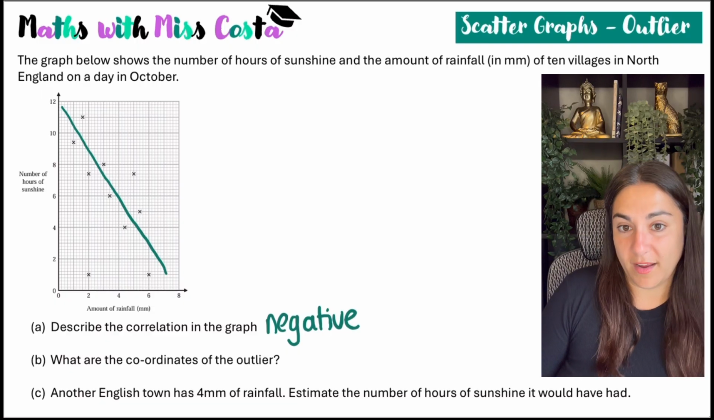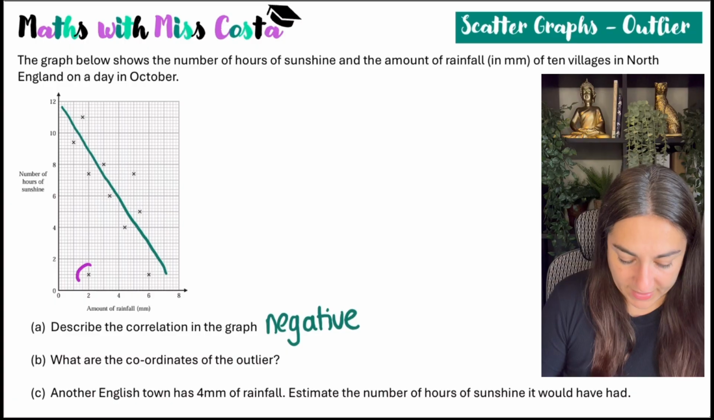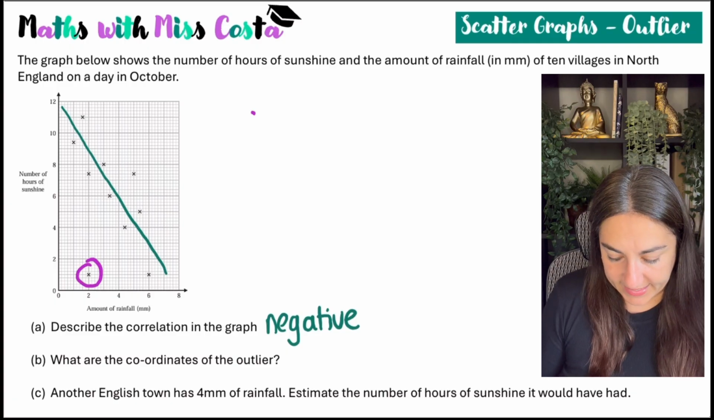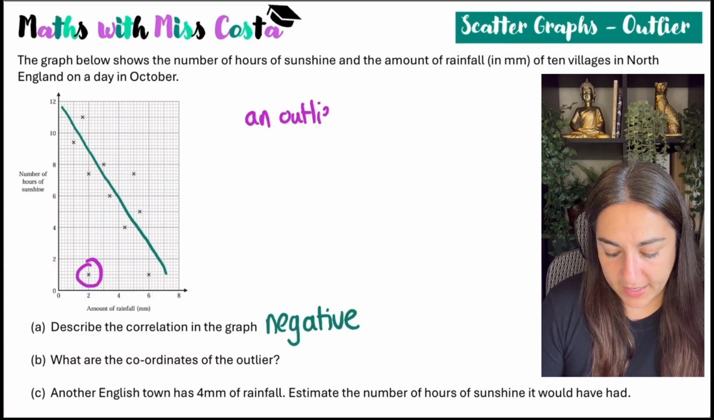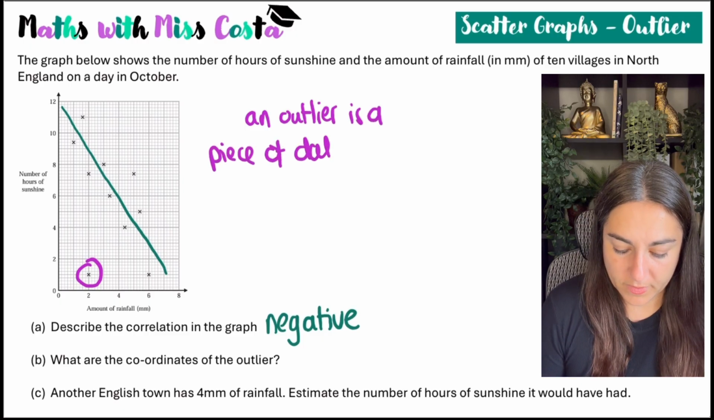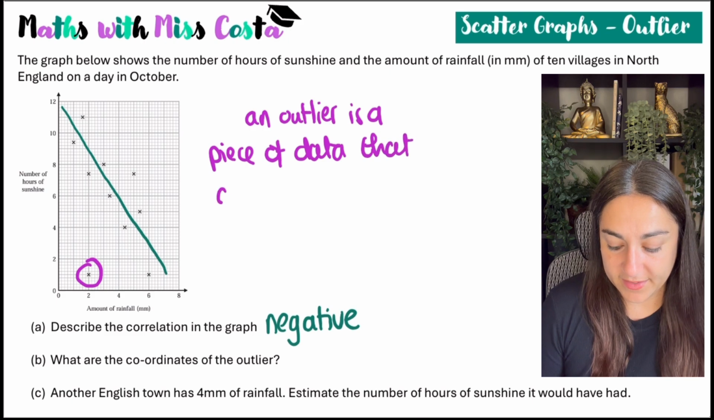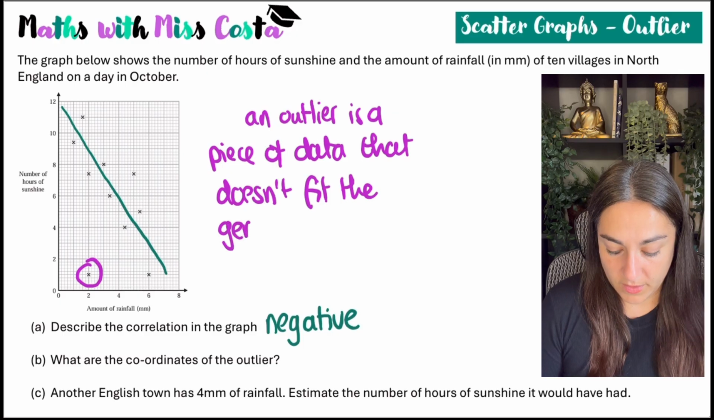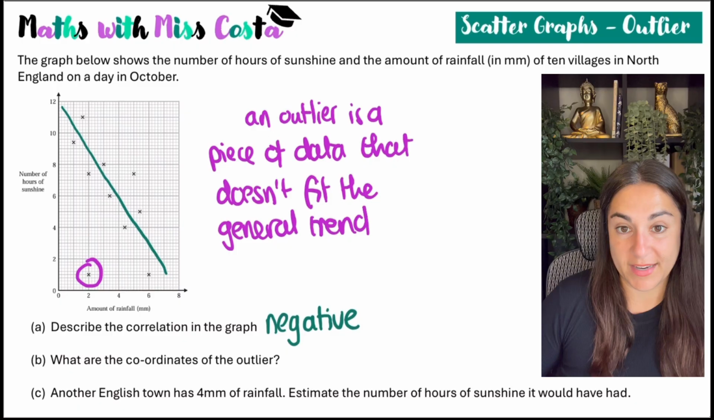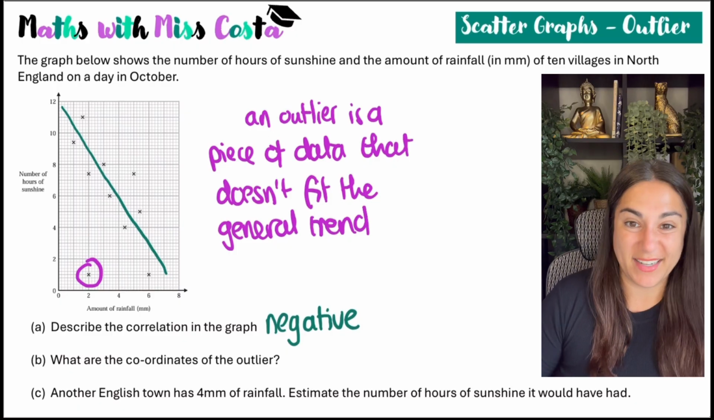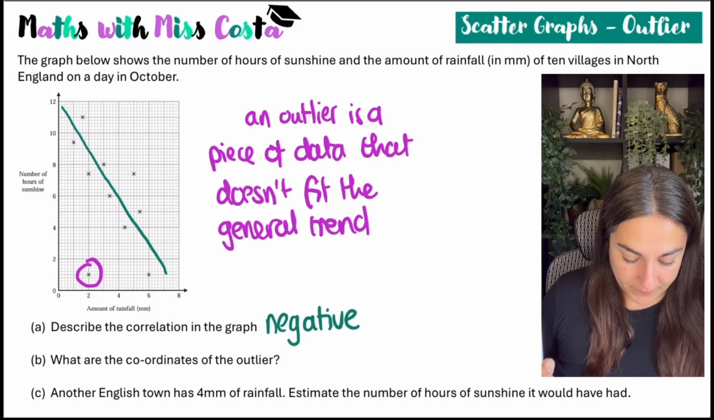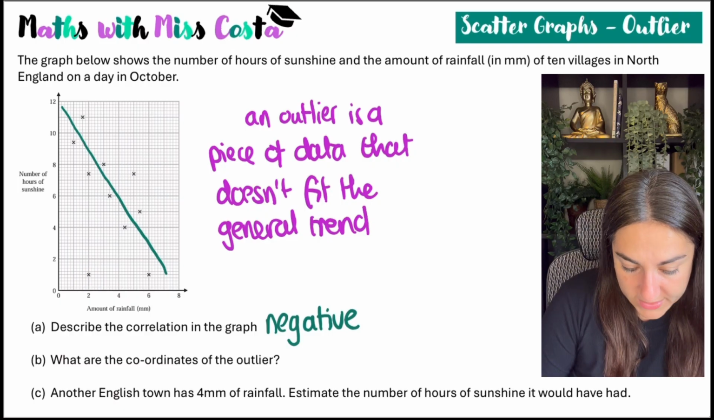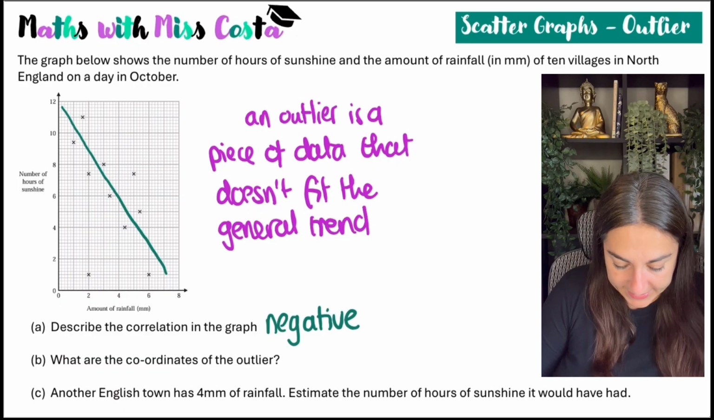So this is why I've ignored this. It says, what are the coordinates of the outlier? So this here is an outlier, and an outlier is a piece of data that doesn't fit the general trend. All of the other pieces of data follow this kind of downwards line. This is just a random piece of data sitting far apart, and I need to work out what the coordinates are. So I'm going to go along the x-axis first.